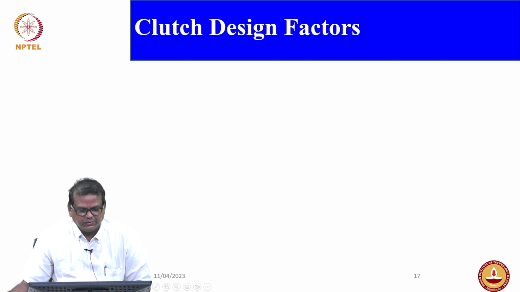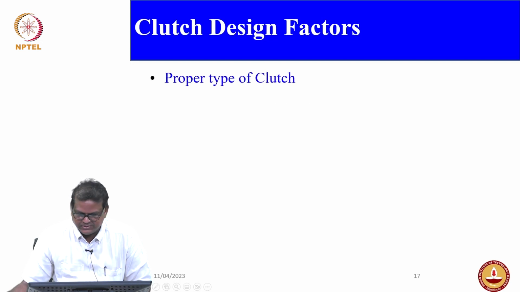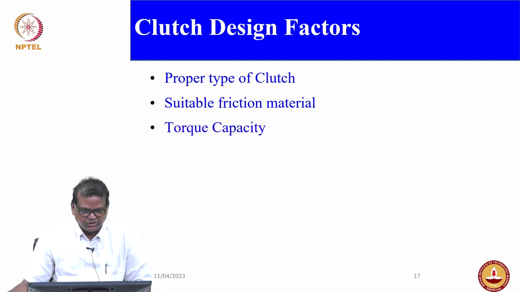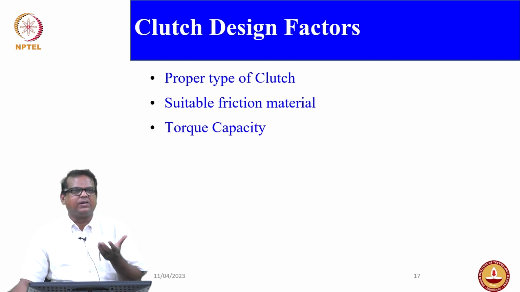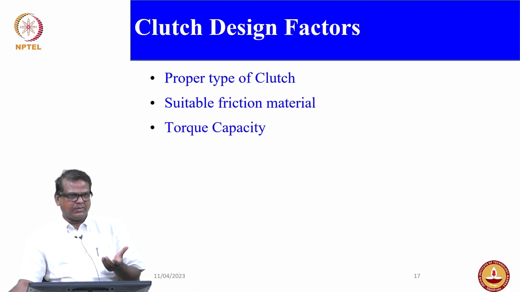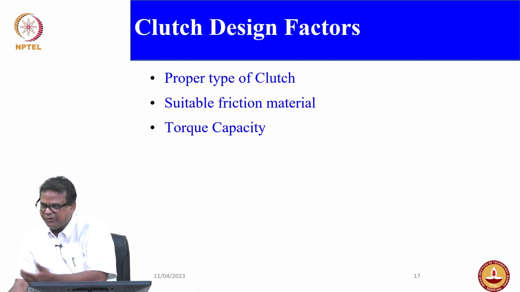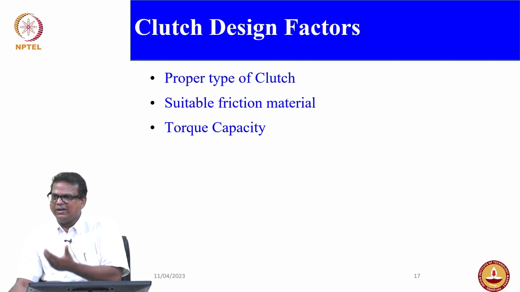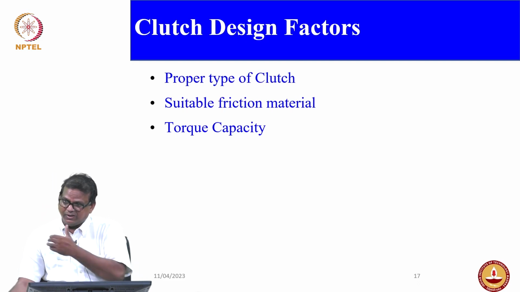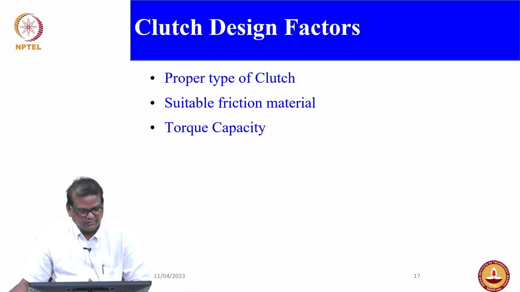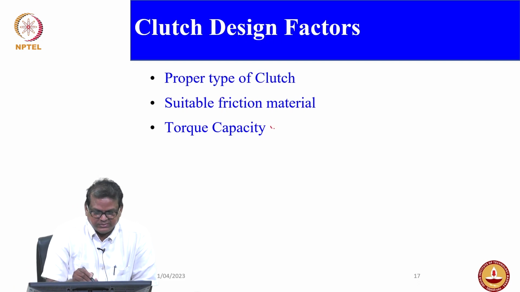So for the clutch design factors, you have to consider so many aspects. What is the purpose? The proper type of clutch, right? A suitable friction material, and how much torque you are going to transfer. Again it depends upon the type of vehicle, whether it is a two-wheeler or four-wheeler. When you have a four-wheeler, it is a passenger car or SUV, an on-road or off-road vehicle. There are so many classifications there. Based on that, you have to decide the torque capacity.